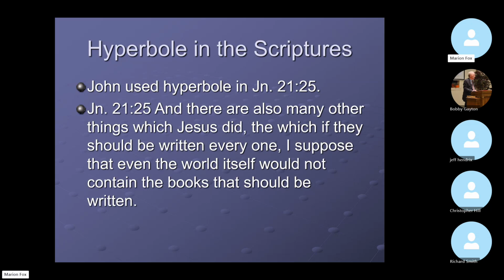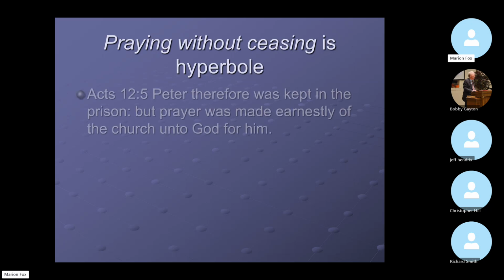I don't know how many pages we could write if we just transcribed everything Jesus said in 33 years. It'd be a bunch of pages. But he's saying the whole world couldn't contain what could be written or should be written, if we were trying to write everything that he had done. What happened here is he wrote down what we need to know to go to heaven. That's what he's telling us in that context.